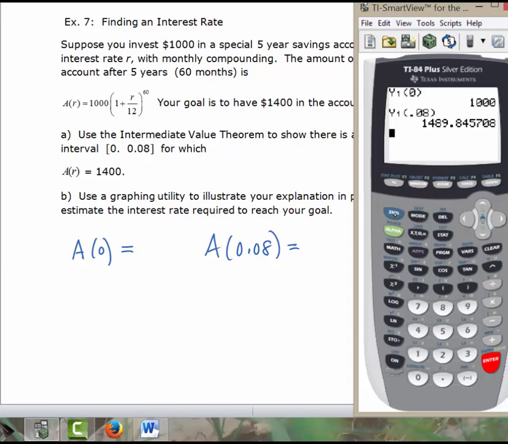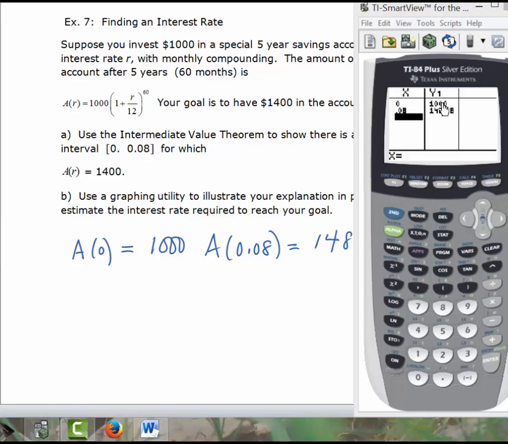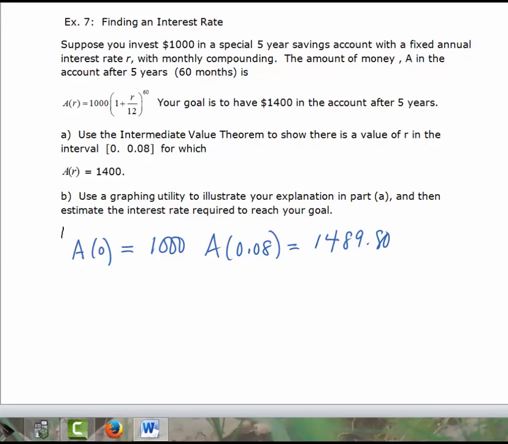Just a reminder, you can also go into the table, and we'll just delete whatever was in there. I've got an x value and a y1. We can evaluate by hitting 0 and by evaluating 0.08, and we get the same two values. We get the 1489.80 and the 1,000 for 0. Since my A of 0 is 1,000 and my A of 0.08 is 1489, I've really shown that this can happen.